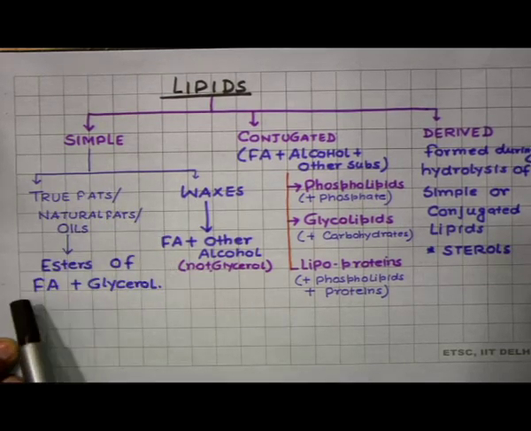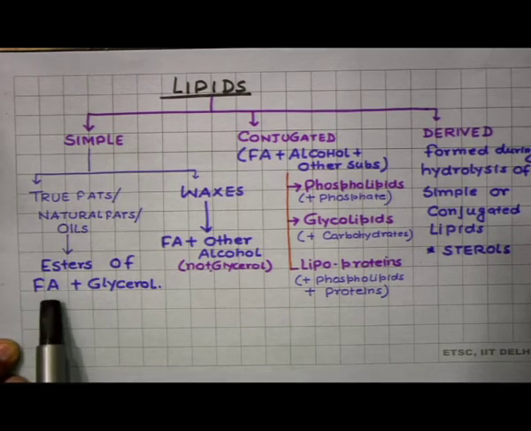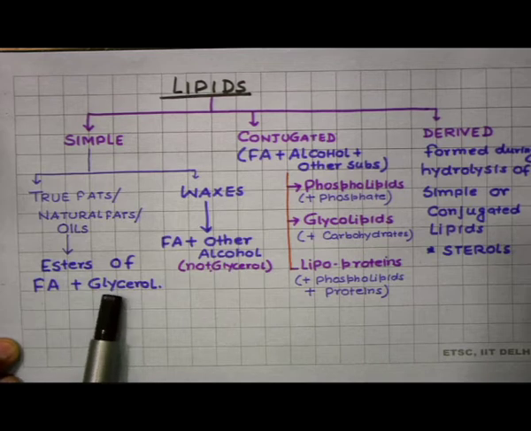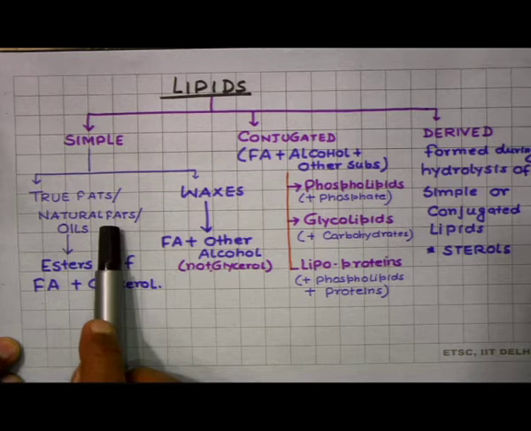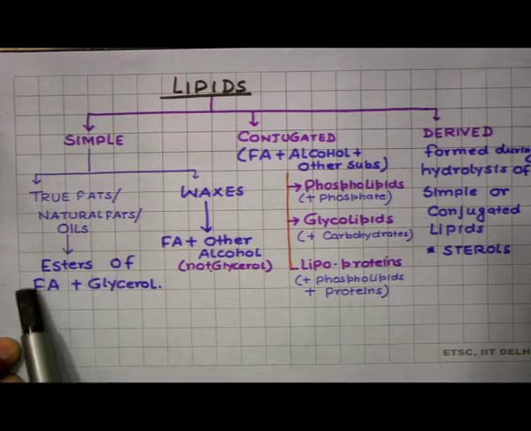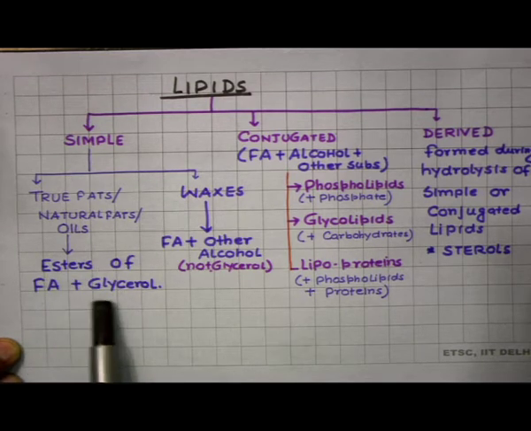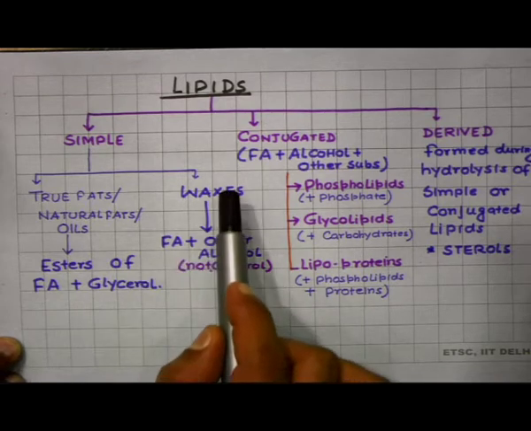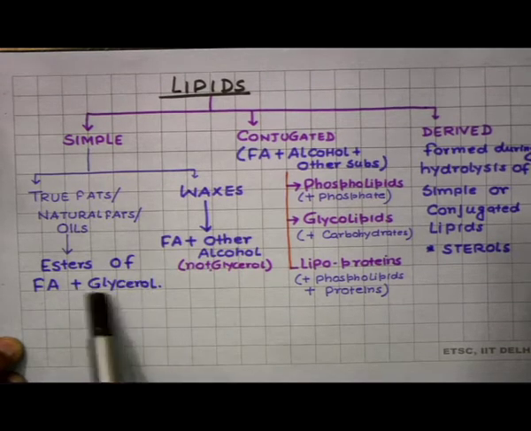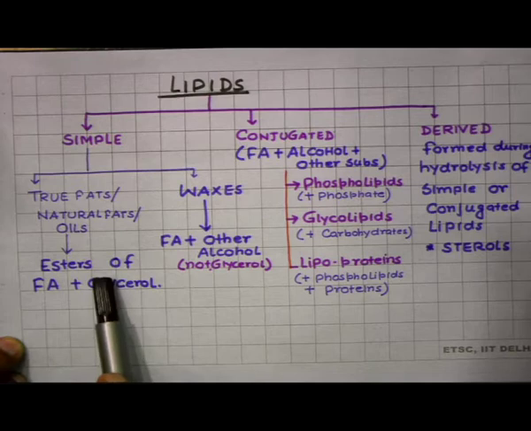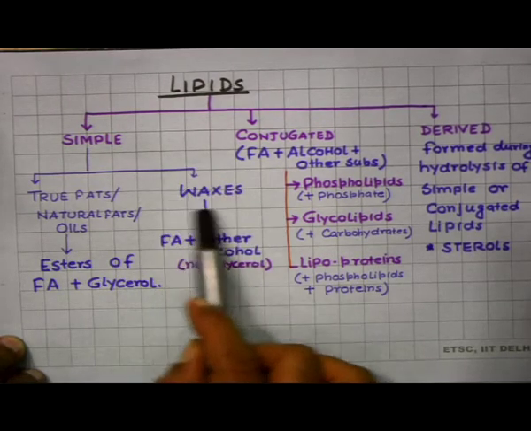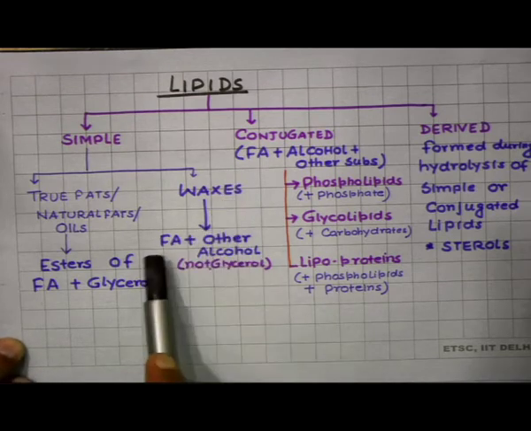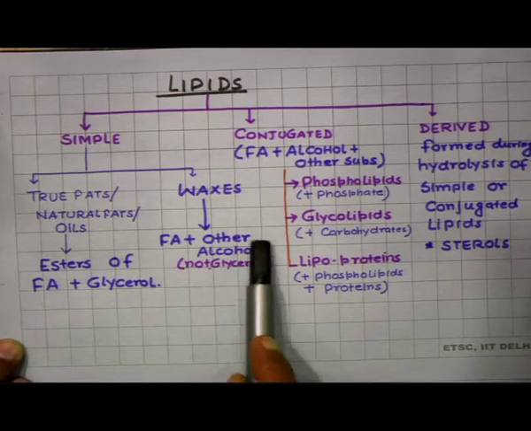Natural fats are made of fatty acid and glycerol. For the formation of one natural fat, the simpler one, triglyceride, 3 molecules of fatty acid and 1 molecule of glycerol are required. If an alcohol other than glycerol combines with the fatty acid, then it forms waxes. So, waxes are formed from fatty acid and other alcohols.